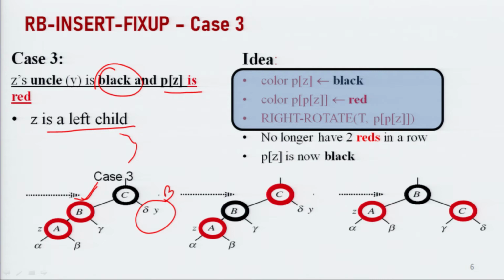So, what do we do in case three? We recolor both the parent as well as its grandparent. We don't change the color of its uncle, but we change the color of its parent as well as its grandparent. A black color is assigned to its parent, just see here, and a red color is assigned to its grandparent. So, the color of B will become black and the color of C will become red, but the color of Y will remain constant as black.